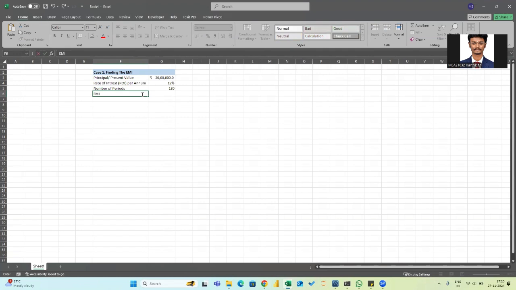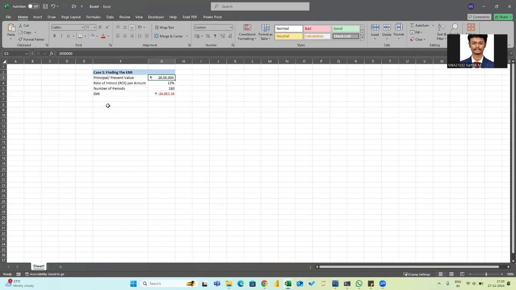So let's come to the EMI formula. The formula for this is PMT, which means payment. The rate of interest is 12% for 1 year, and for 1 month we have to divide it by 12, and for number of periods it's 180, and for the present value this is 20 lakhs. So this is the EMI which we have to pay at the end of every month.